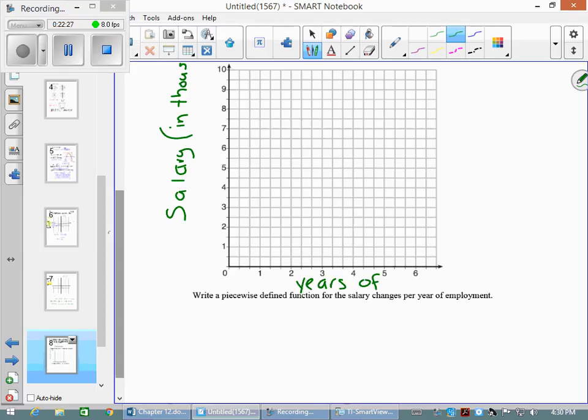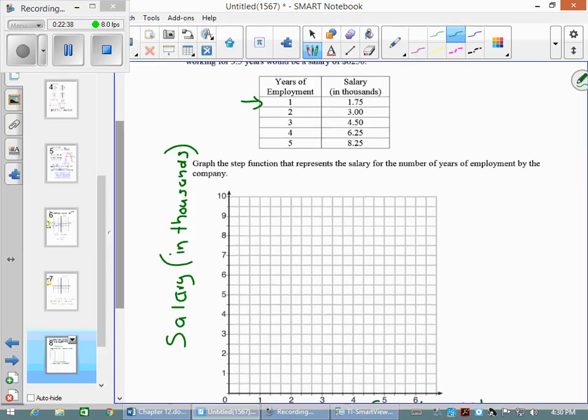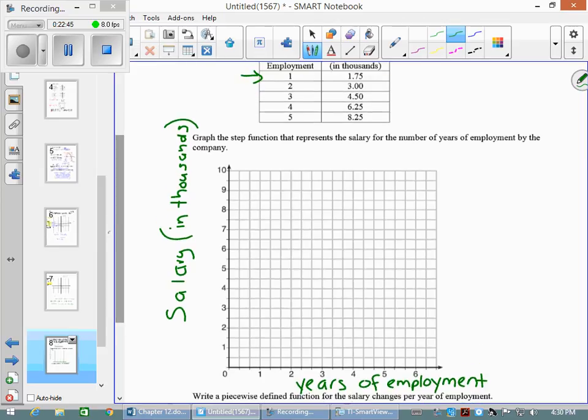Okay, so let's go back to that. For 1 year employment, our salary is going to be 1.75. So our salary, if we go up to 1.75, so that's almost at 2. Now this is going to be an open circle because if we did not work any years, we're not going to be paid. So they say up to and including 1 year. So we're going to start our function up to and including 1 year. We're going to put a closed circle there.